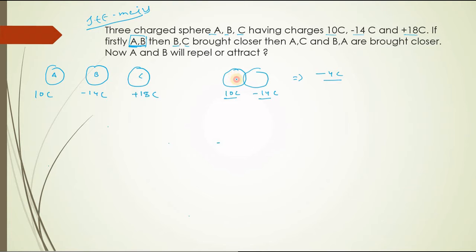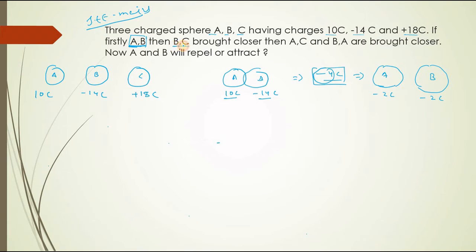Now this was your A and this was your B. Further, if you separate them, if you place them apart, and the system property is the same, we are assuming the material to be the same, having the same density, same mass kind of thing, then this minus 4 coulomb of charge will get distributed equally, so minus 2 coulomb each. This will be your A and B once you bring them closer.